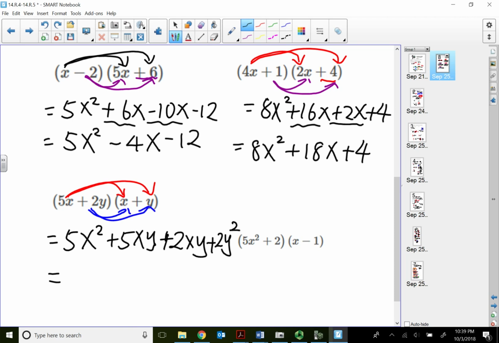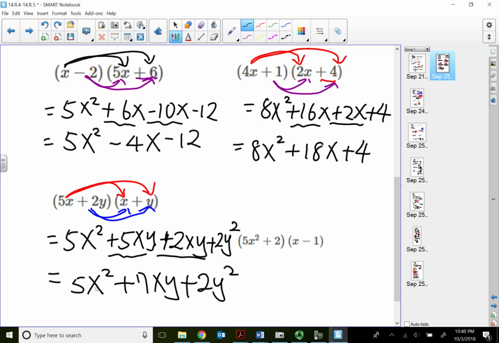Okay, so this is a very strange answer. The two like terms are 5xy and 2xy. So 5x squared is still the same. 5xy plus 2xy is 7xy. And my last term needs to be 2y squared. And this is the reason why. Alphabetical and go by the exponent.